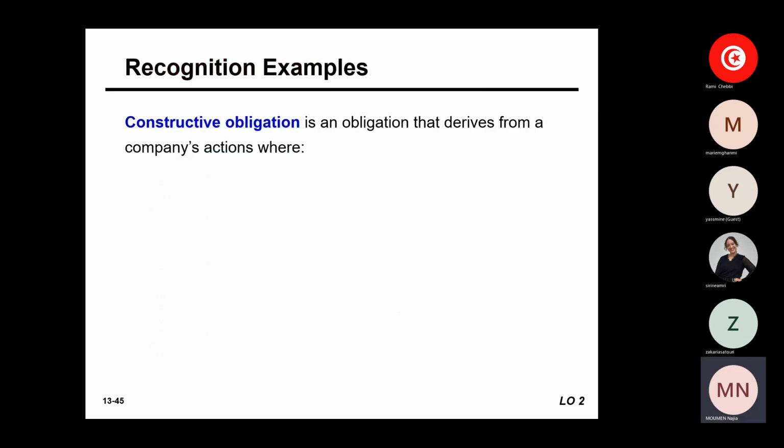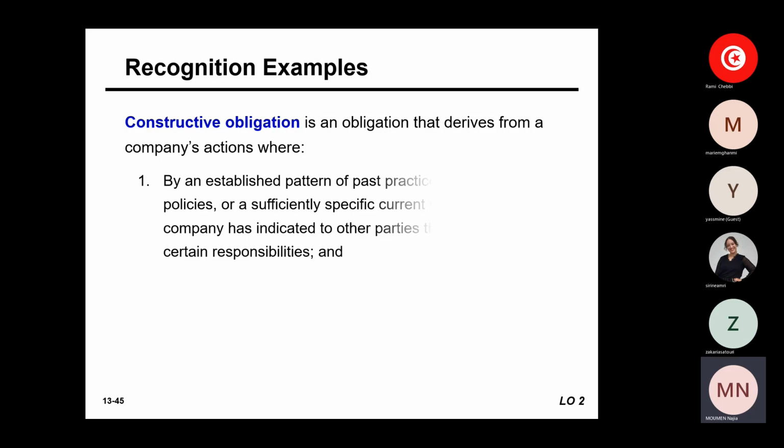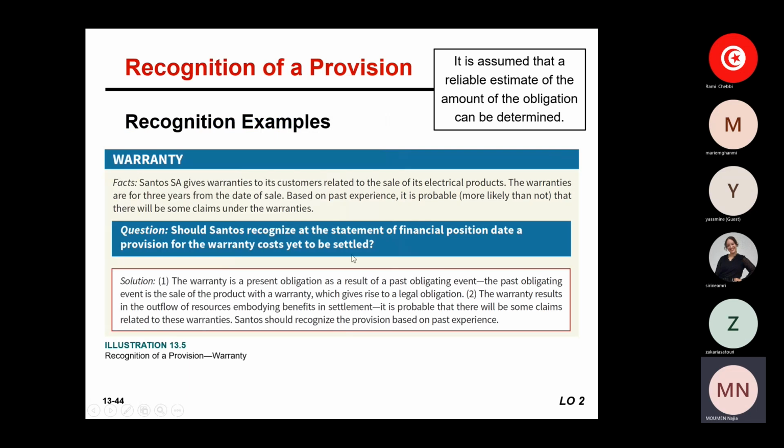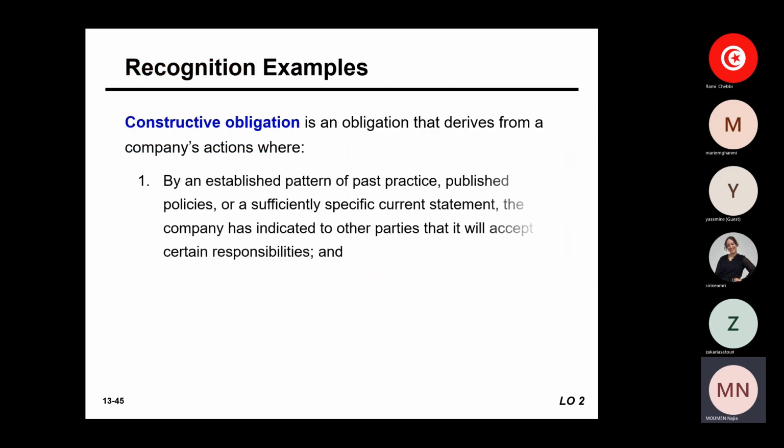When we talk about constructive obligation, so please, when we talk about legal obligations, of course, we use it to make sales with warranty, but this is expressed in terms of the contract with the customers. So there is a legal obligation. When you purchase, for example, an electronic engine, you will have this document for warranty, etc. That's a legal obligation. Here, let's say it is more implicit.